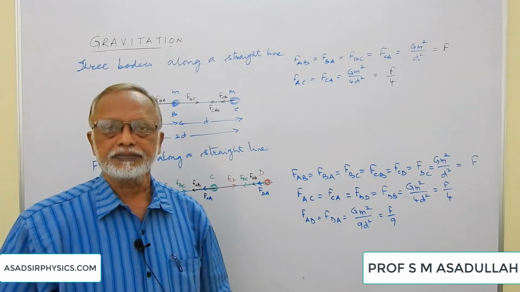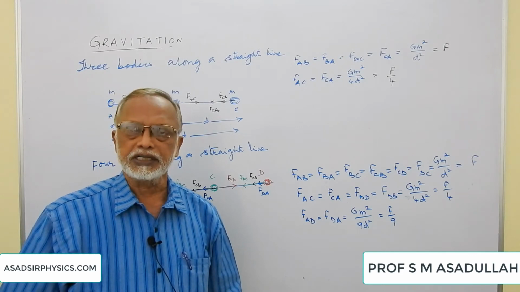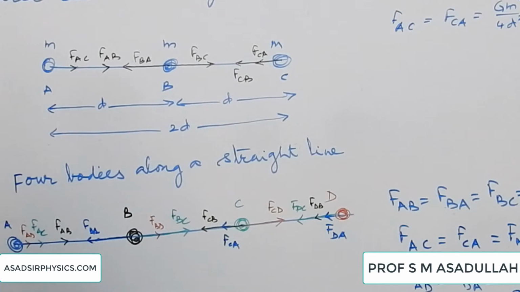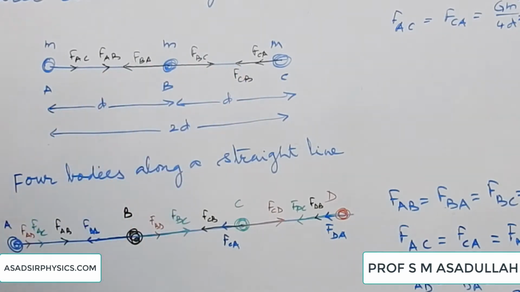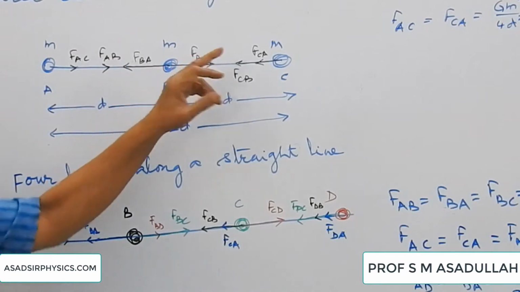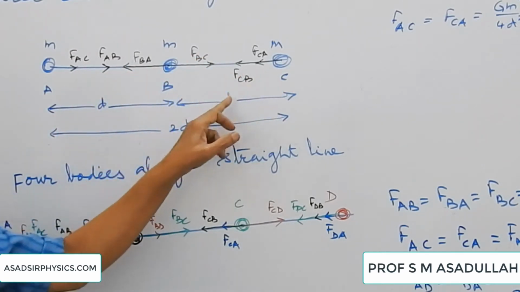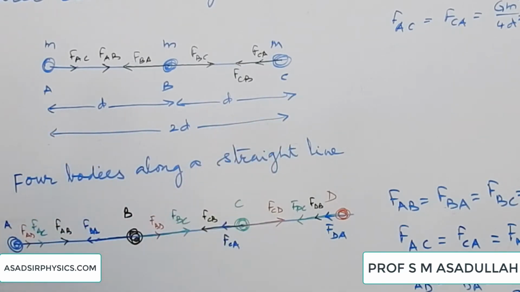Now let us consider a very simple case where three bodies are placed along a straight line. To make the problem very simple, suppose all these bodies have the same mass and their separations are also equal. Suppose each one has mass m, the distance between A and B is d, B and C is also d. That means the distance between A and C is 2d.